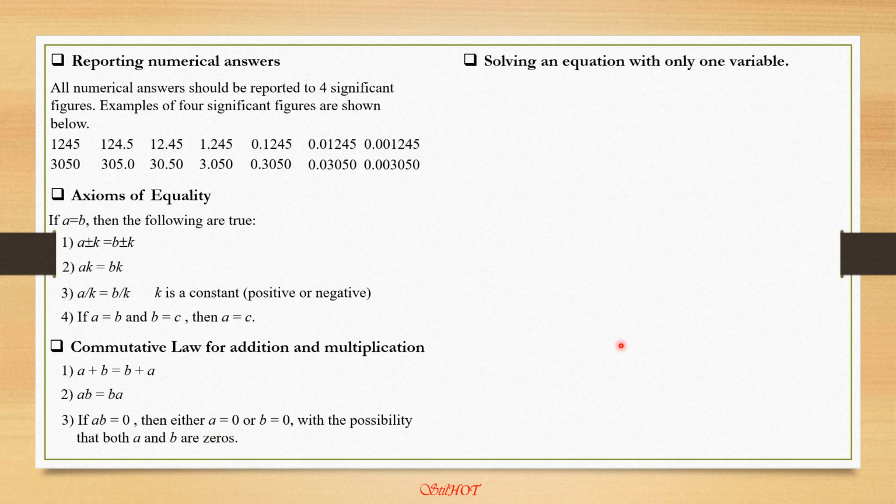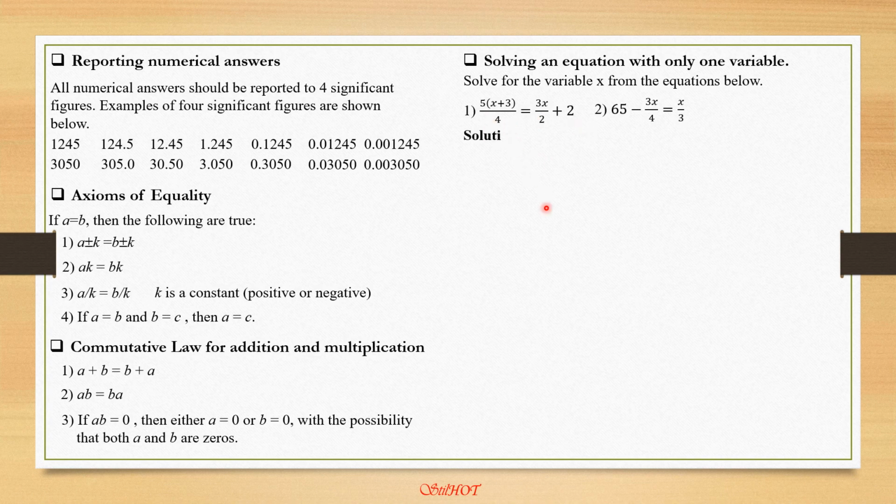The next is solving an equation with only one variable. So let's have two examples. Solve for the variable x from the equations below. That's the first, that's the second example. For the first example, we have to multiply everything, both sides, by 4, which is the LCD of the denominator. So the first equation becomes 5 times quantity x plus 3 is equal to, because this is multiplied by 4, 6x plus 8. That's the result. Then distribute. So we have 5x plus 15 equals 6x plus 8.